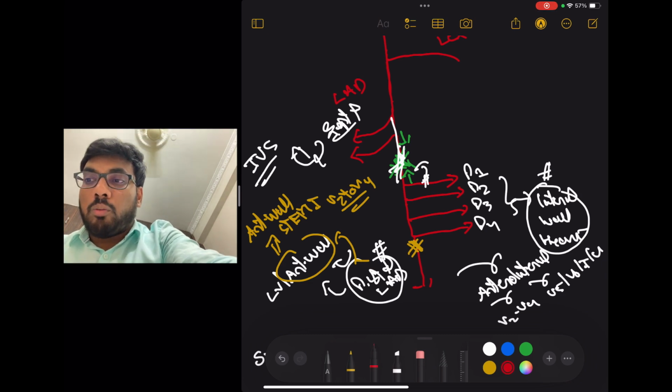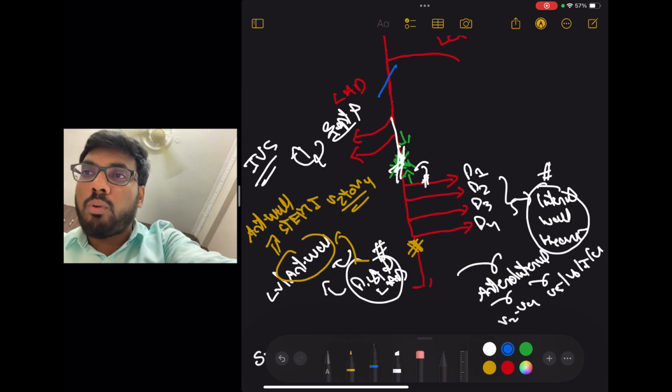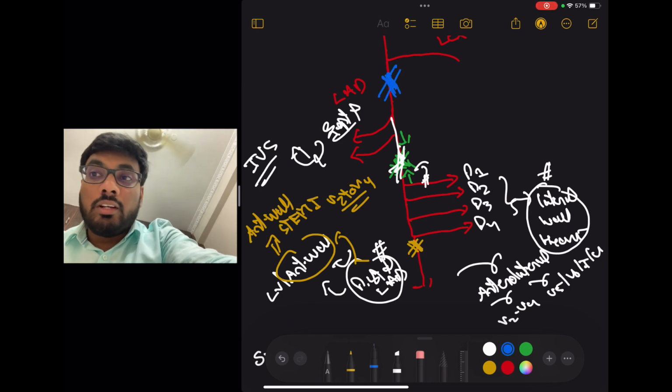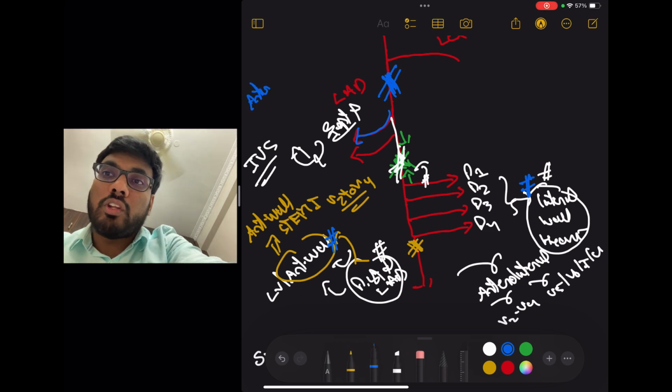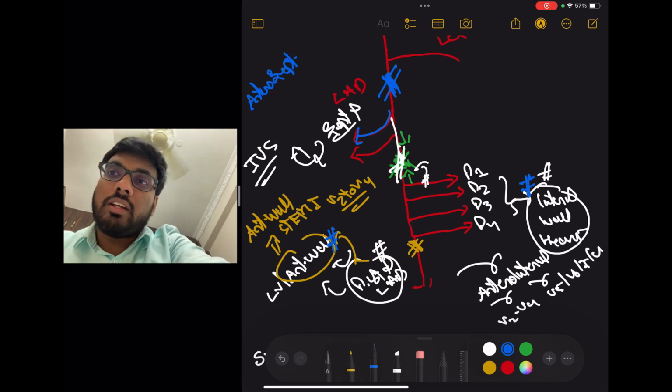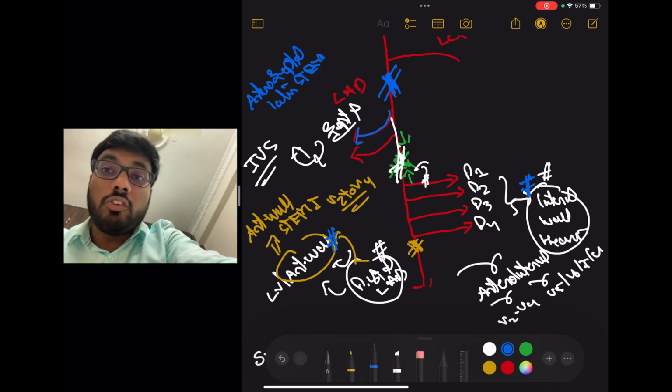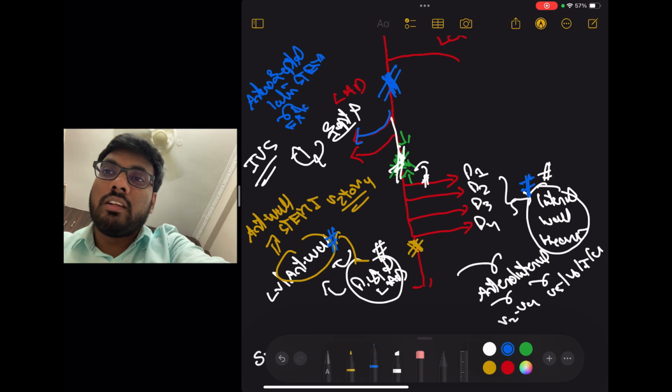Suppose there is a proximal LAD occlusion here, this is the proximal LAD. That means blood flow to the septum is impaired, blood flow to the lateral wall is impaired, and blood flow to the anterior wall is also impaired. That means the patient will have an anteroseptal lateral STEMI, ST elevation myocardial infarction. This is known as extensive anterior wall MI.